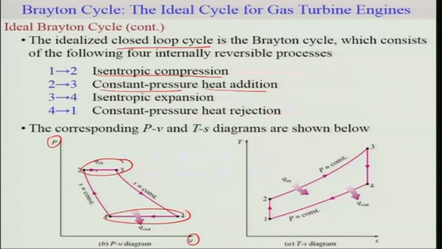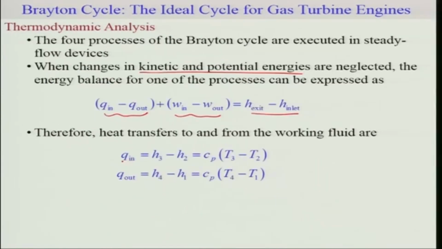The work for this particular heat exchanger is 0. Similarly, for the heat exchanger corresponding to the heat rejection process, the work is also 0, and hence Q in is the change in enthalpy, and Q out is the change in enthalpy, which can be represented for the working fluid simply as Cp delta T, considering Cp is constant for this change in temperature. So this is a simple energy balance.